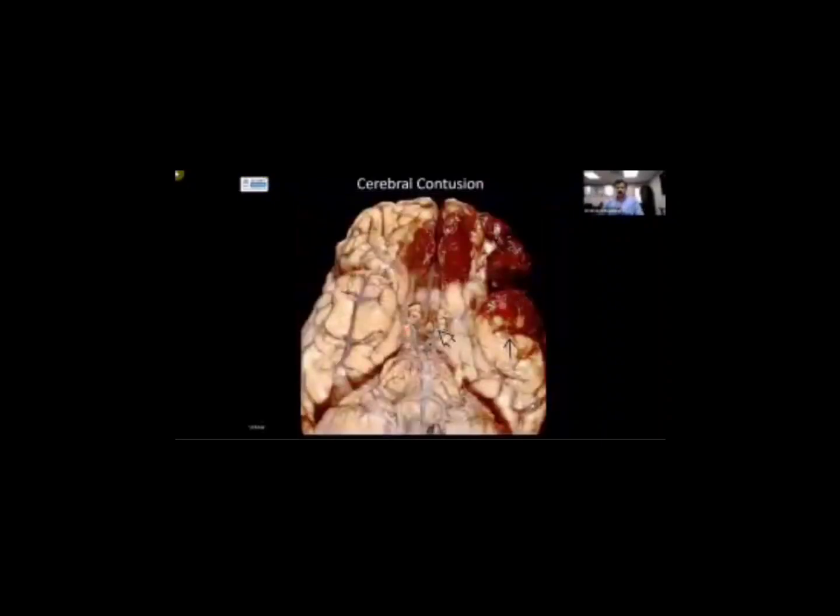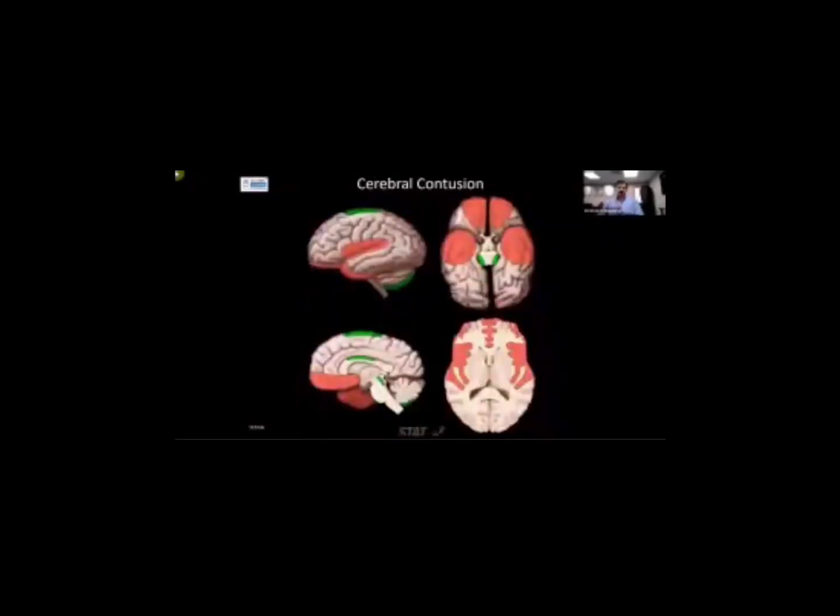Now, look at this picture. What does it tell you? As I was telling you, the surface of the brain must be involved, and then it can go deep. So this is a classical contusion. Look at these sites. The red ones are the common sites. You see, this is the inferior view of the temporal lobe, the subfrontal region, around the sylvian fissure.